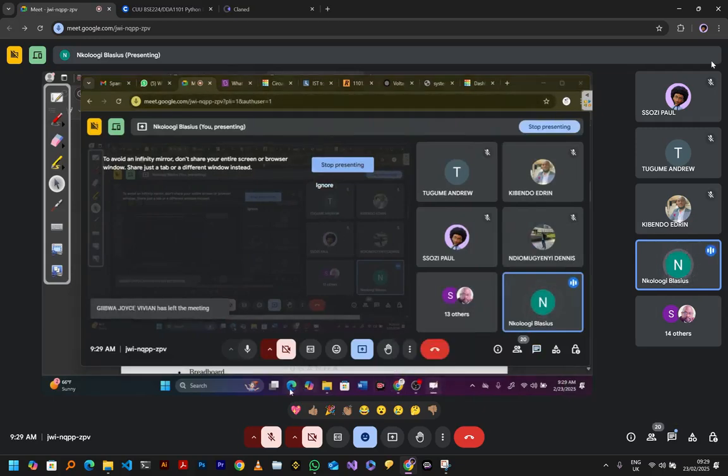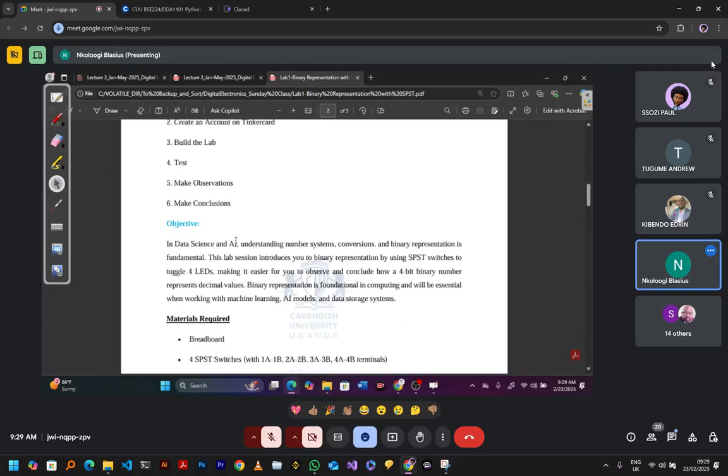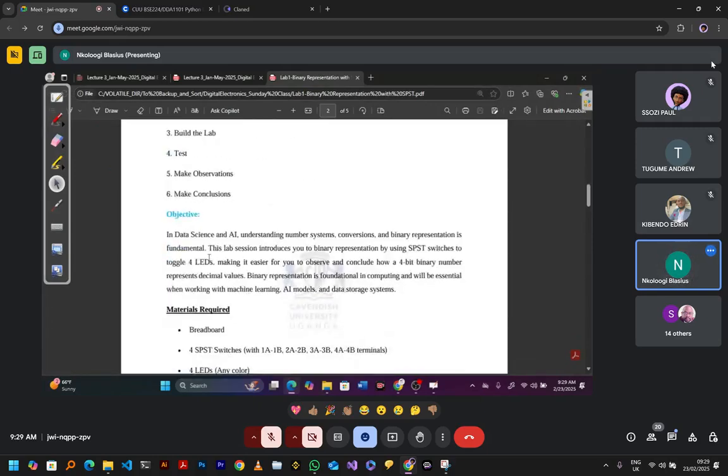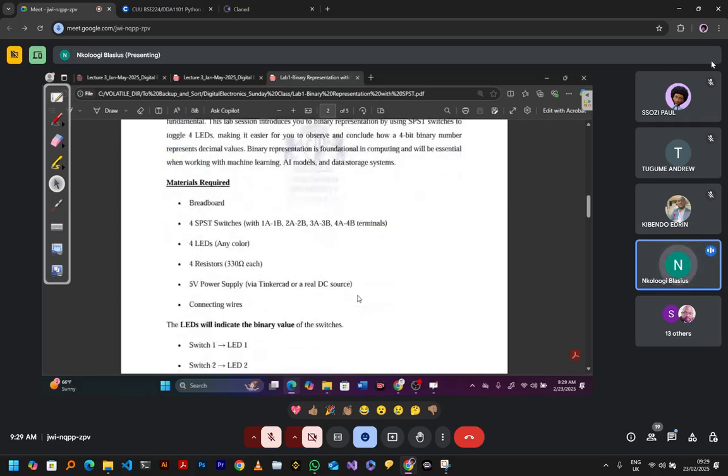So just create a personal account in that context, and then we move on. We shall build a simple lab. Our objective is this: you guys as data science students need this knowledge of number system conversions and binary representation fundamentals. This is just going to introduce to you how to observe a 4-bit binary number representing decimal values. Those will be very fundamental in your computing aspects.